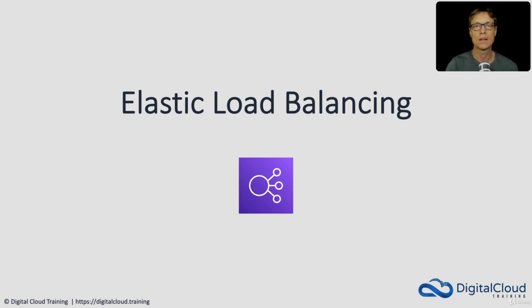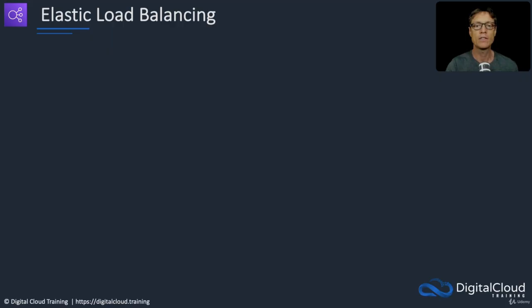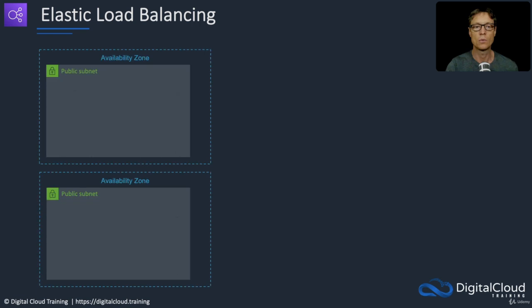Elastic load balancing is a technology that we can use to distribute connections that are coming into our applications to different back-end endpoints. And those back-end endpoints can be EC2 instances, they can be Lambda functions, and they can be IP addresses. So let's have a look at the way elastic load balancing works.